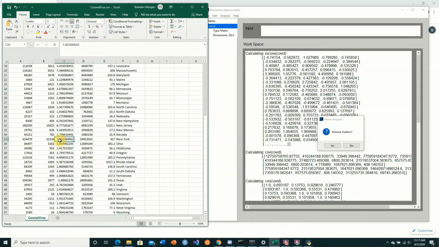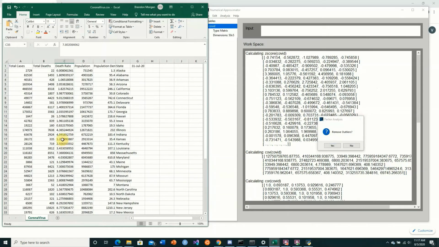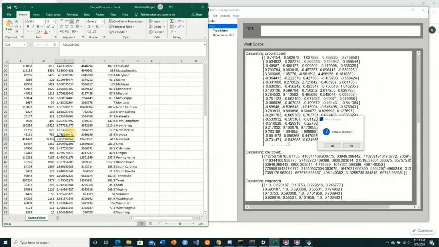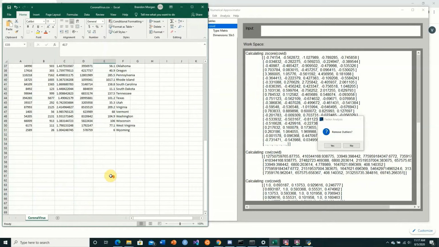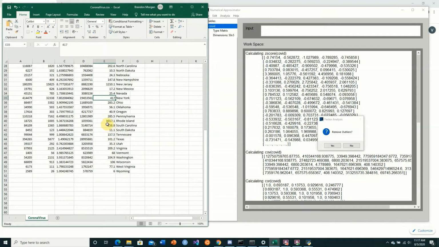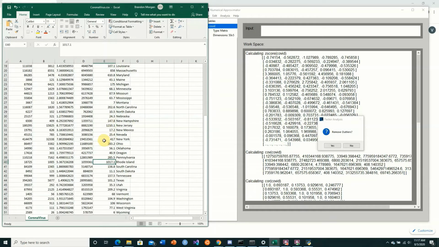But the death rate for New York is 7.8%, which is one of the largest. You can see Connecticut has a 9% death rate. New Jersey has an 8.7% death rate. The population density for New York seems to be above average, not necessarily large like Rhode Island or New Jersey.